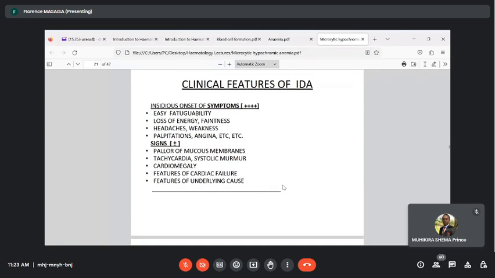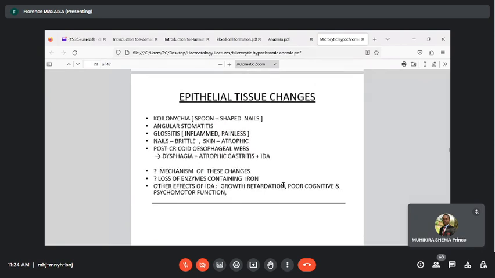So now we have to also think about the underlying conditions. For iron deficiency, we don't know by which mechanism, but they have seen cases of what we call koilonychia, which is a change to spoon shape. So the patient may present with spoon-shaped nails, angular stomatitis, glossitis. They may also have changes in the nails. Again, the mechanisms behind these changes are not well understood. Either it is a loss of enzymes containing iron. They may also have growth retardation.